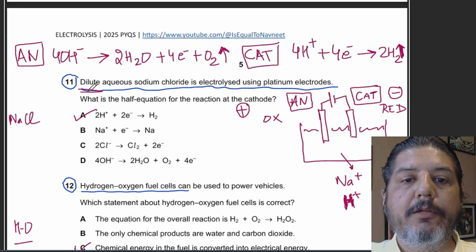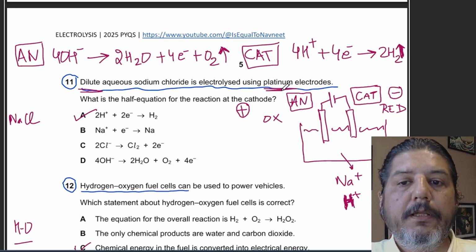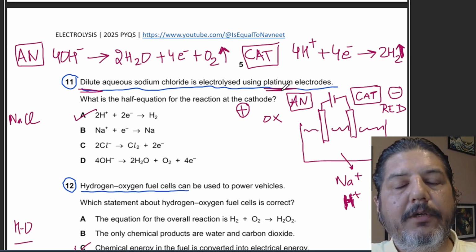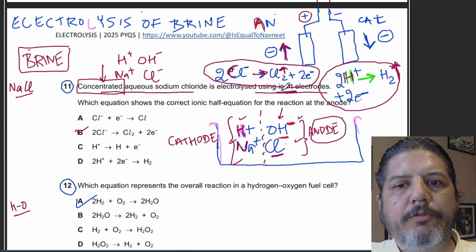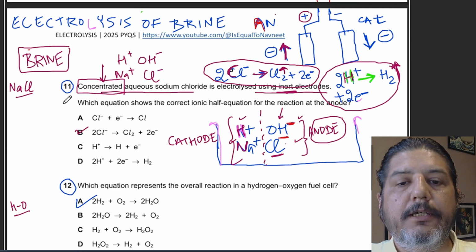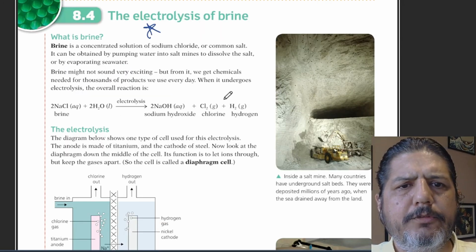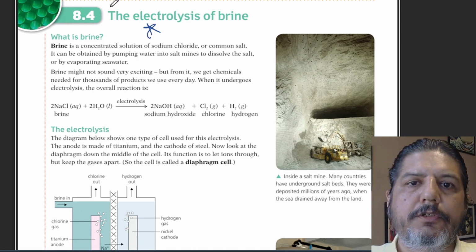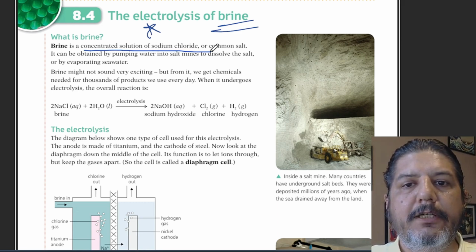Here they are asking about dilute aqueous NaCl being electrolyzed using platinum electrodes. So remember, platinum electrodes are inert electrodes. So this is another question that can be asked, the electrolysis of dilute aqueous NaCl. Actually, because this is concentrated aqueous NaCl, I wanted to show you the textbook also. So let us spend some time looking at the textbook page. So this is the electrolysis of brine that I'm talking about. Brine, as I've told you, is the concentrated solution of NaCl.